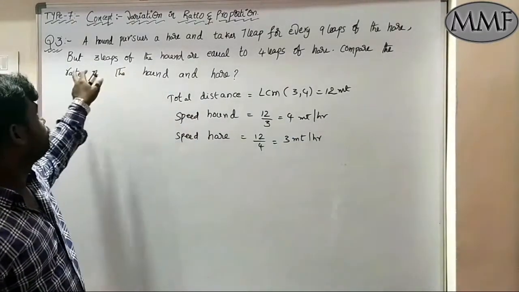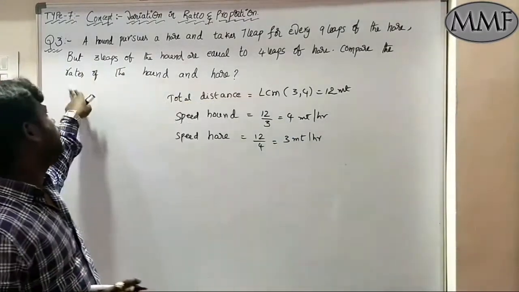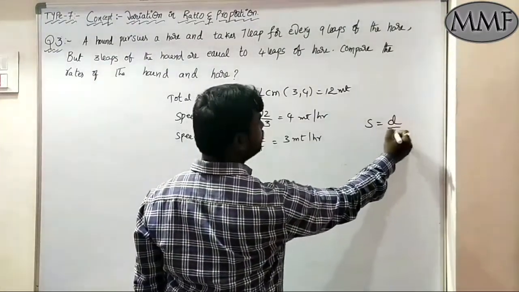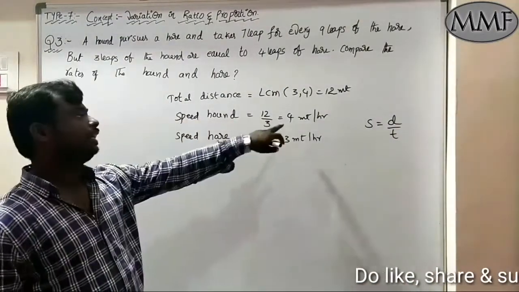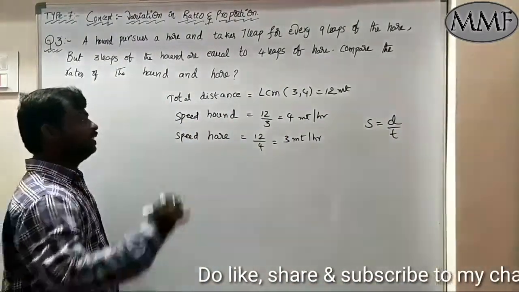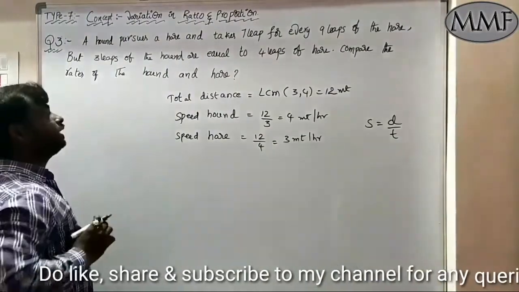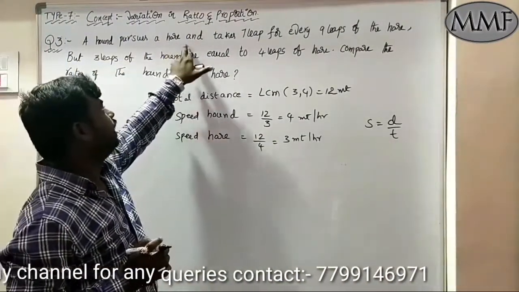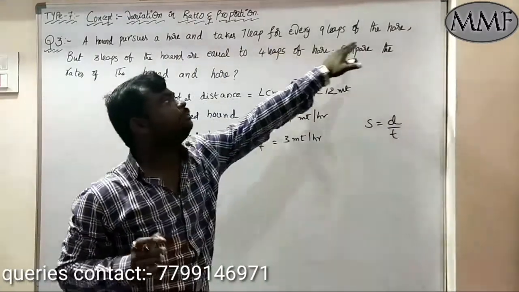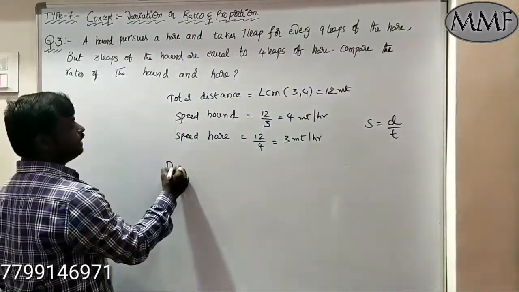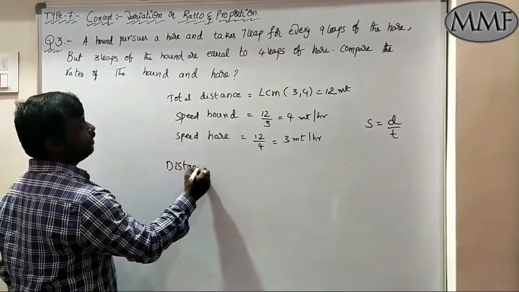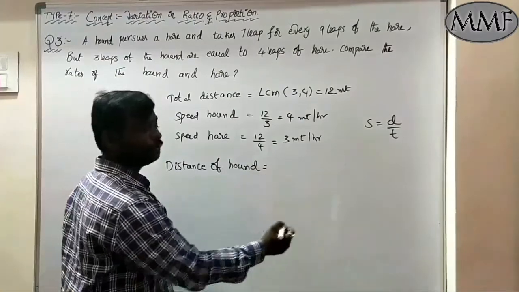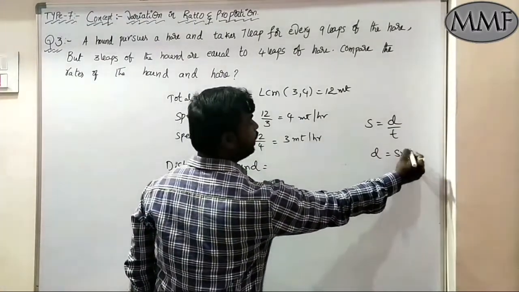My question is, compare the rates of the hound and hare. Rate means nothing but speed. Speed is equal to distance by time. That's what you are writing, 4 and 3. But what you know is the distance. Here the hound pursues a hare and it takes 7 leaps for every 9 leaps of the hare. That's what the distance of hound is equal to. From distance, d is equal to speed into time.